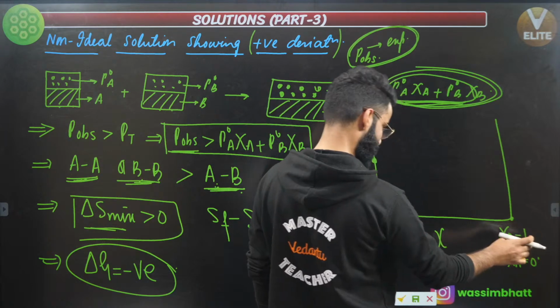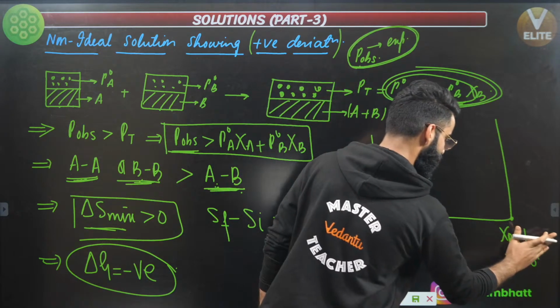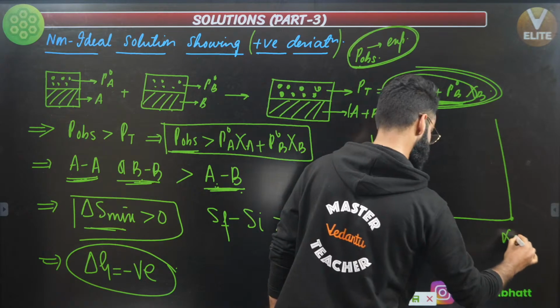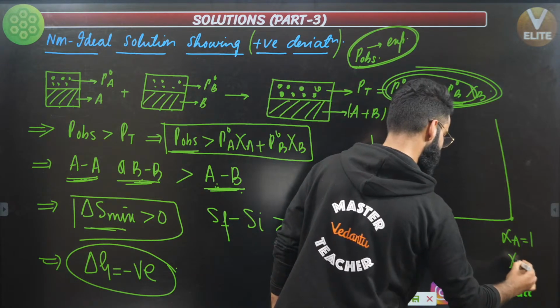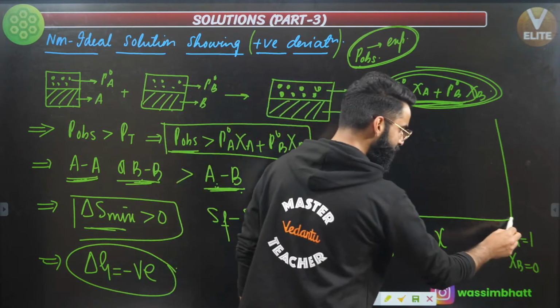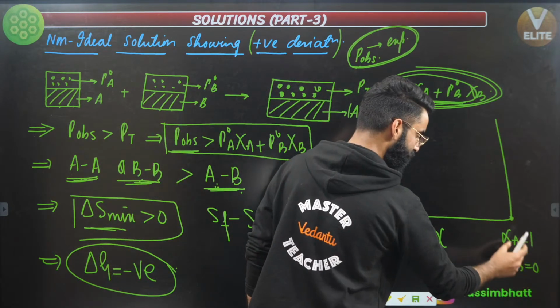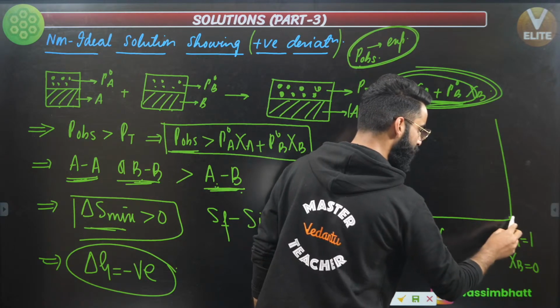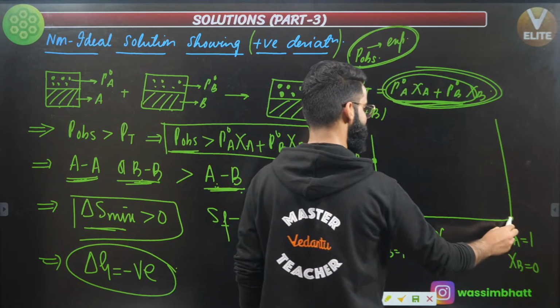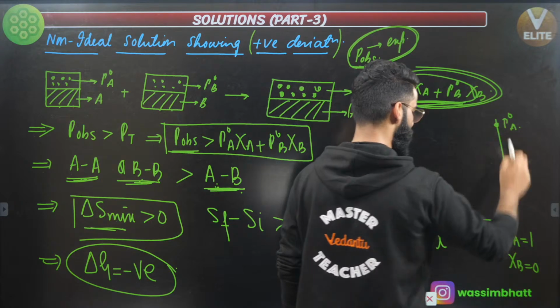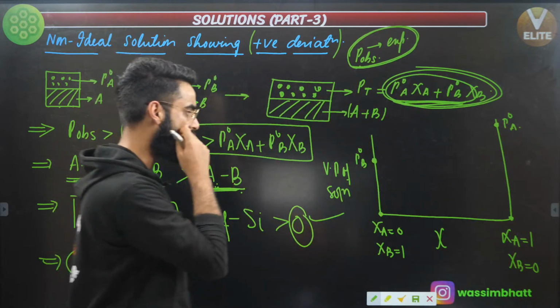Sorry, just a second guys. This is chi A, right? I have written the reverse. This is chi A equal to 1 and chi B equal to 0. At this point, you have got only A in pure form, and its vapor pressure is represented by P naught A. Let's say this point represents P naught A over here, correct? Now you can plot the curve.